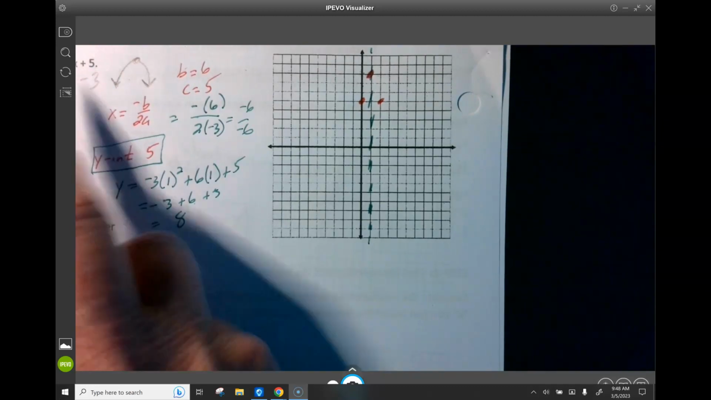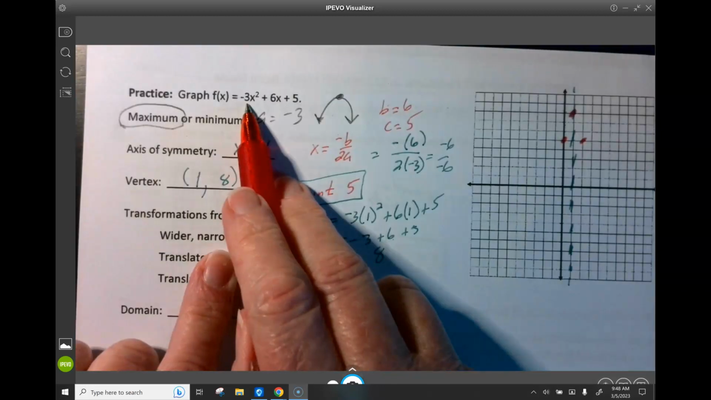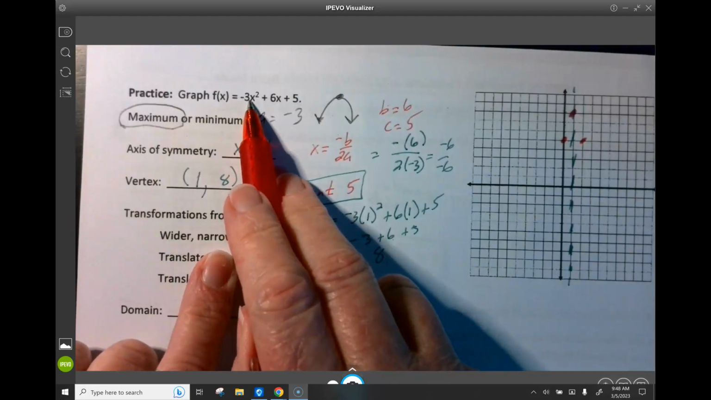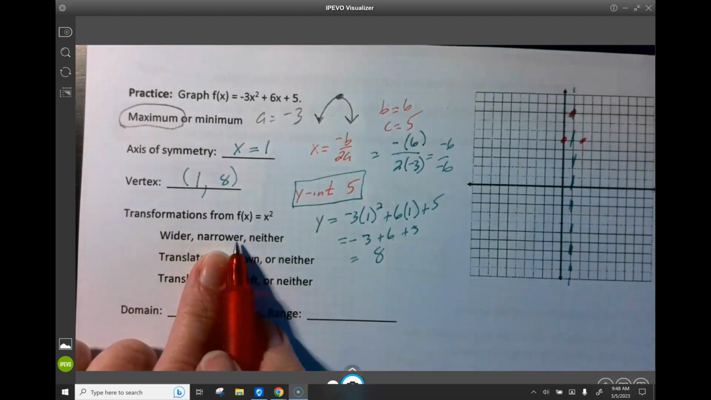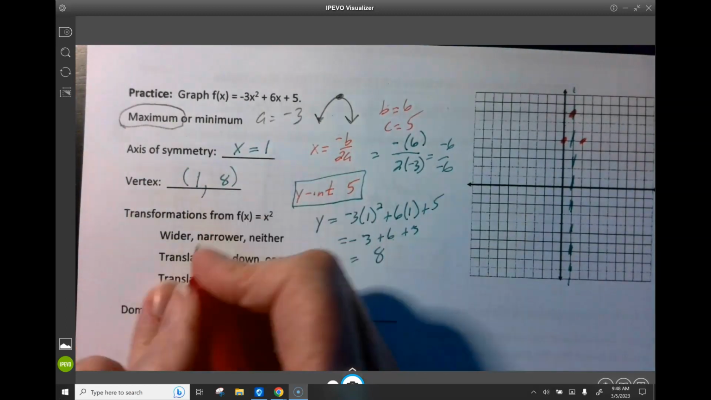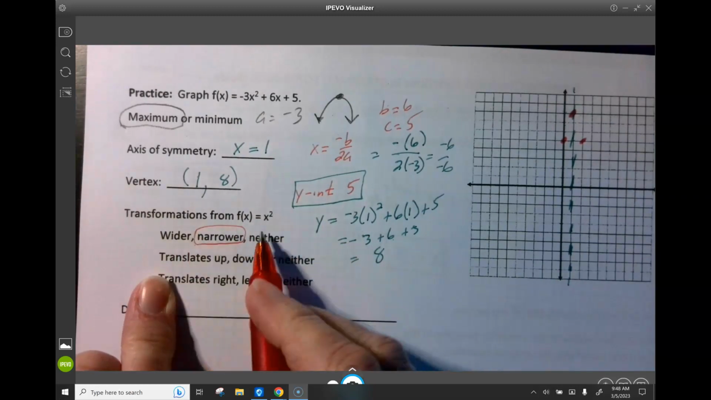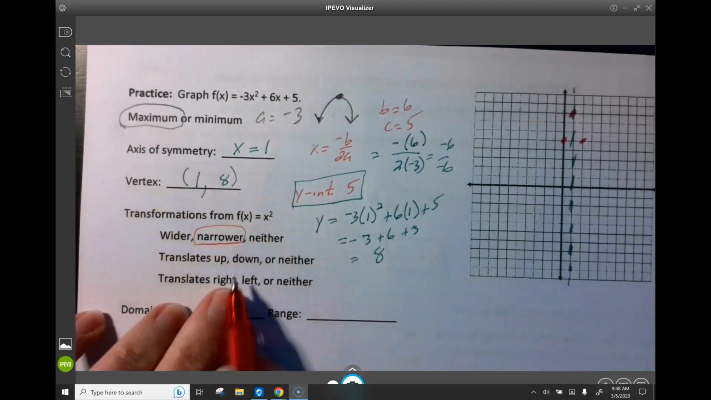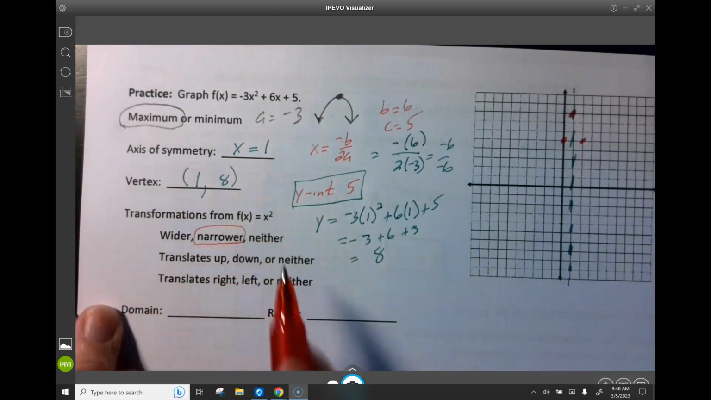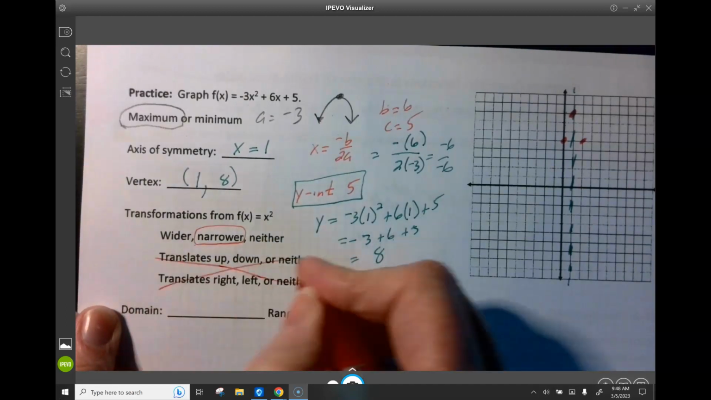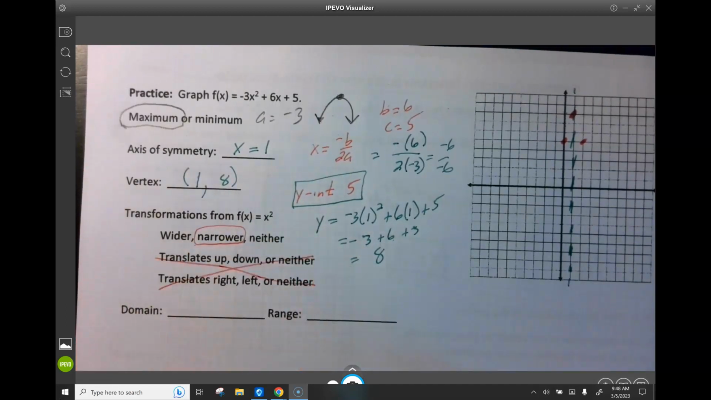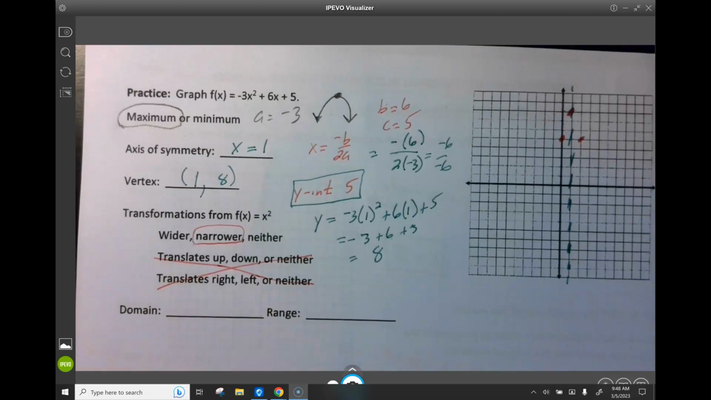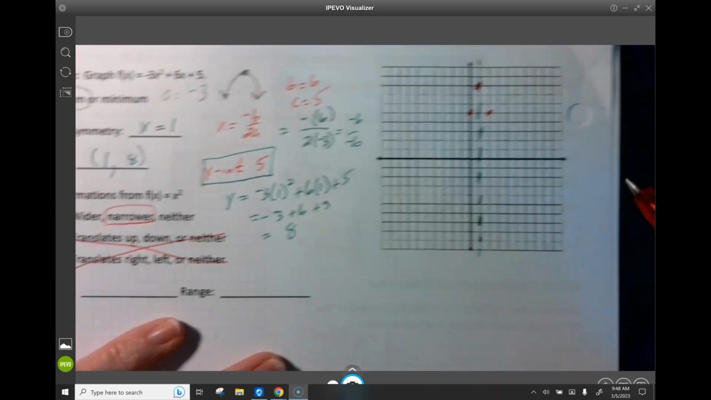Oh, what is this stuff? This is sometimes helpful. Translations. It's wide, narrow, or neither. Well, A, okay, look at A. A is 3, so if A is 3, then that means that it's going to be narrow, narrower than my parent function. Does it translate up, down, or neither? We don't care about that. That's helpful when I'm in vertex form. It's just that you'll find on all these worksheets they do that, so it doesn't matter. We'll come back to domain and range in just a second.